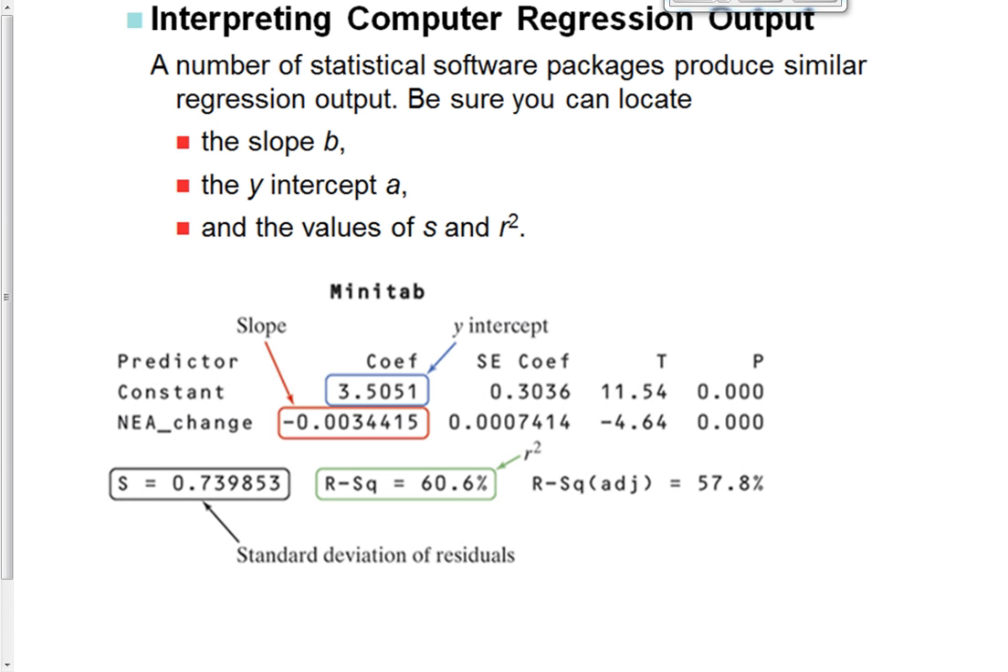Again, this is our Minitab output. It's a very common software system that many businesses use, so it'd be a good idea for you to get used to this as well. There are a bunch of different numbers here. We're going to pay attention to 4 of them.